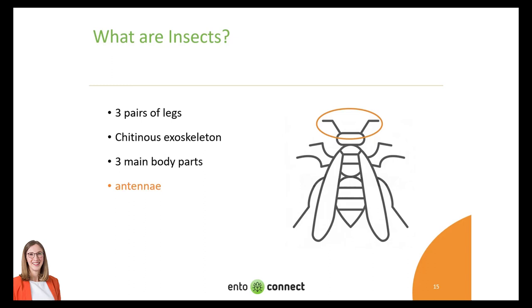And we go to the next slide, please. And usually they have two pairs of wings, or in some cases, one pair of wings and one pair of halteres, which used to be wings. Thank you.